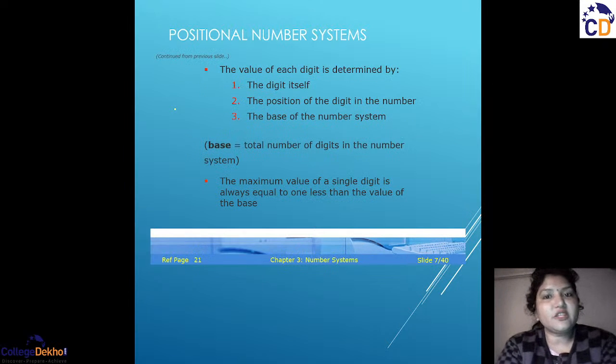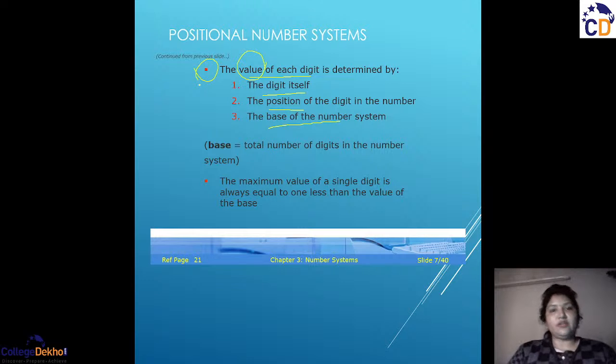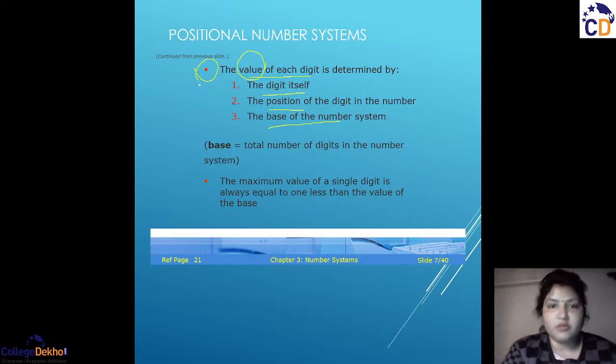So the value of each digit is determined by what? There are three important things when we are talking about the value of a digit: the digit itself, the position where it is coming, and the base of the number system, that is, which method you are going to implement. This is a very important point whenever you are applying any number system. Your base would be the total number of digits in the number system. That is your base digit, that is your base number.